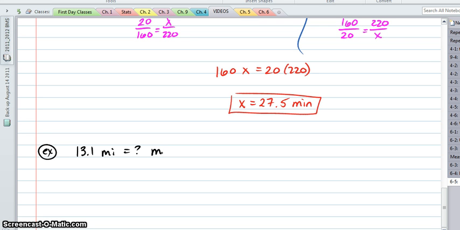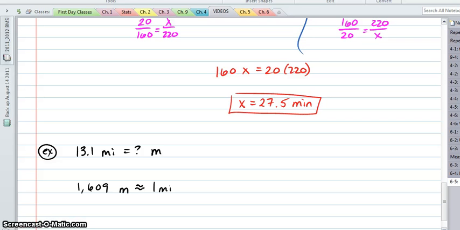Well, I'm going to tell you that there are approximately 1,609 meters in 1 mile. I could use the about symbol. And we want to write a proportion that could be used to find the distance of the marathon in meters, of this half marathon, I should say.